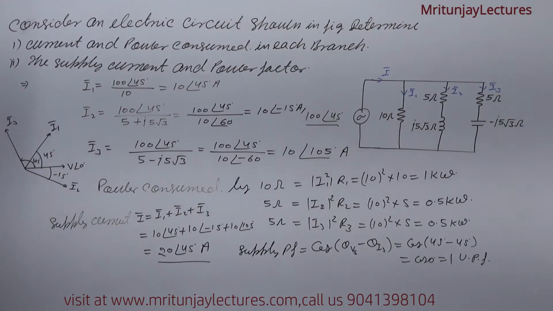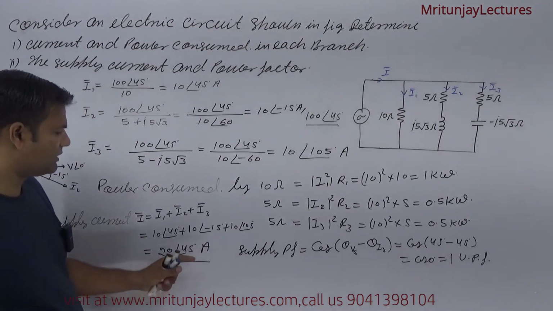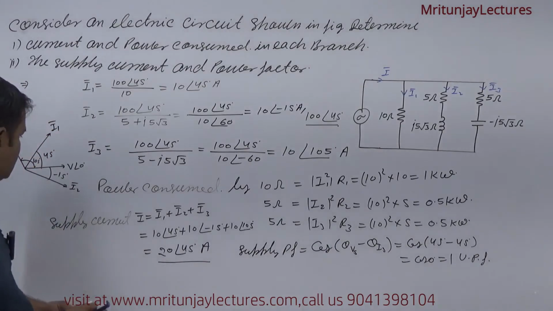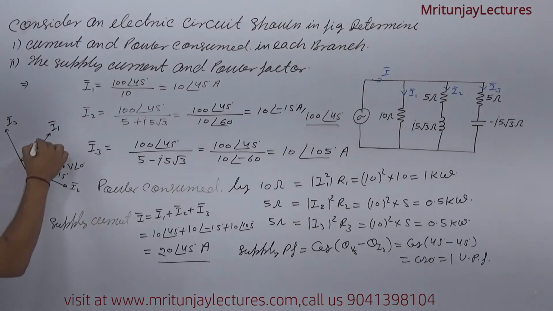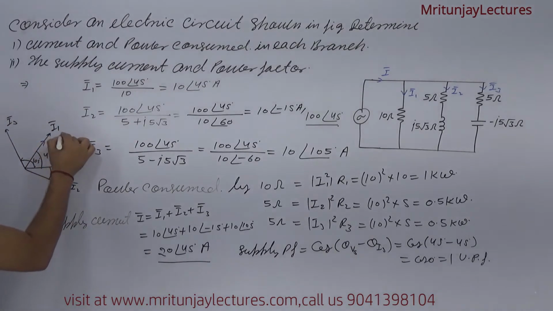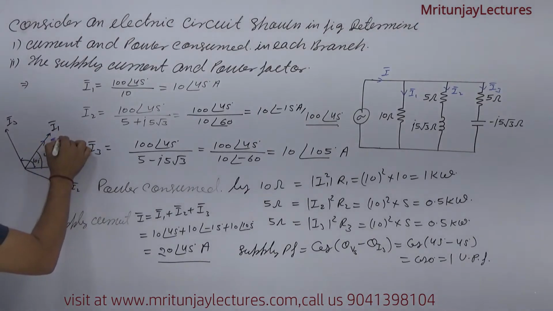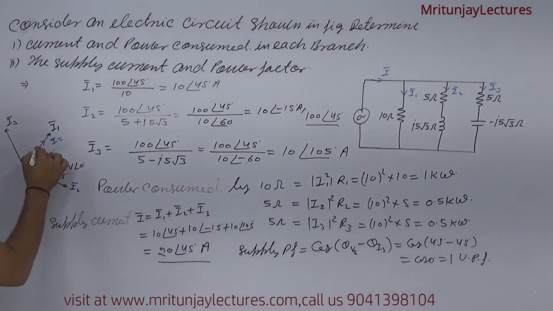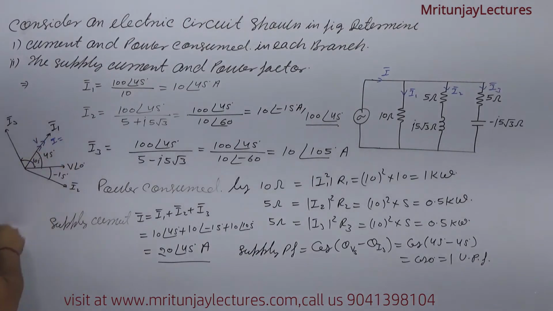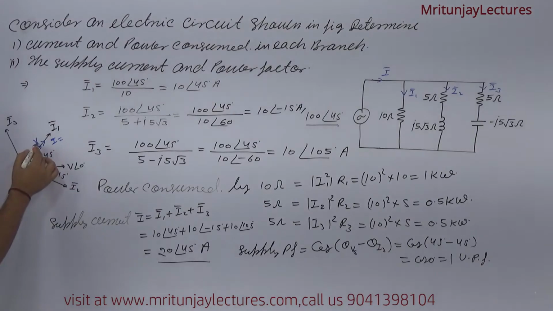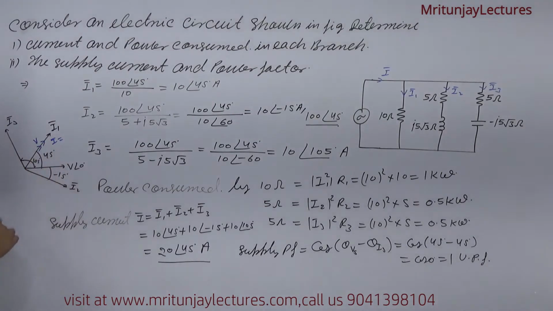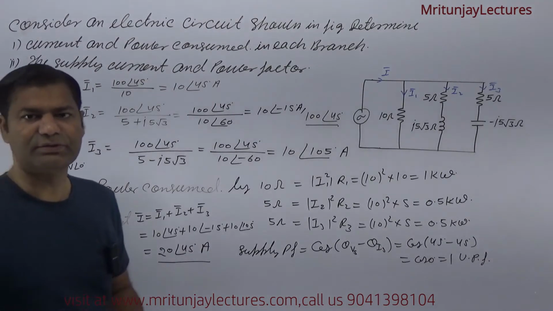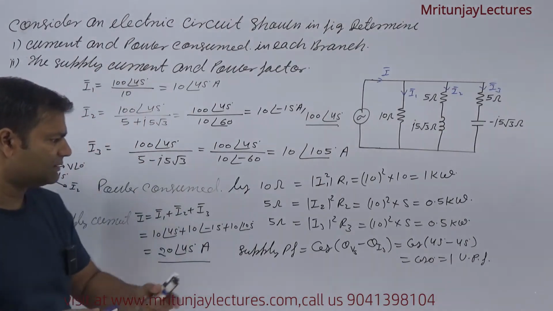Okay, and I is 20 at the angle 45 degree, which means the resultant is here, that is I. Okay, and what about the supply voltage? Supply voltage is V here. So the angle between V and I is 45 and 45. 45 minus 45 is 0. So the supply power factor is simply unity.